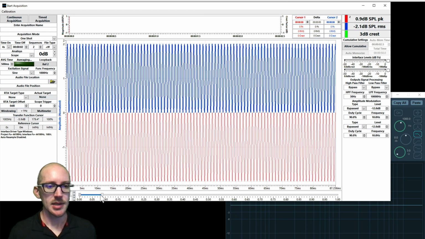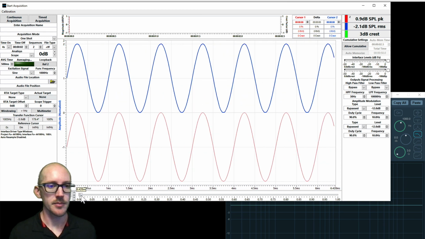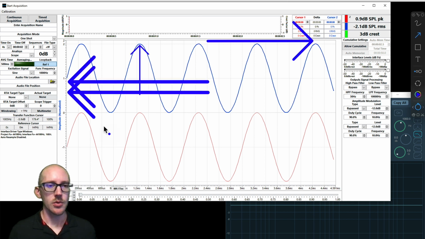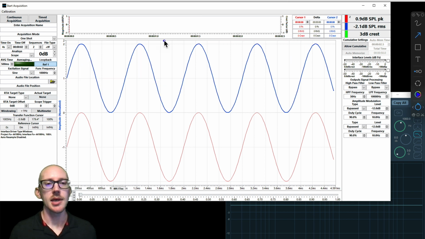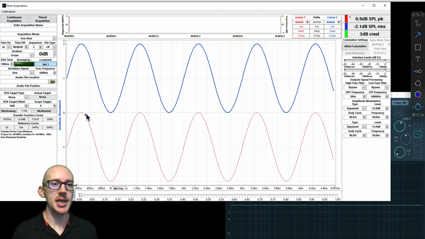Okay, let's zoom in, zoom into the very beginning of time here. We've got our reference down here in the bottom, and we've got our measurement microphone up here in the top, and we can see that they are synchronized. Here we have the beginning, and then here we see 1 revolution. So I think it's easier to actually line up the peaks. So let's look at the peaks. Here's the start, here's the end.